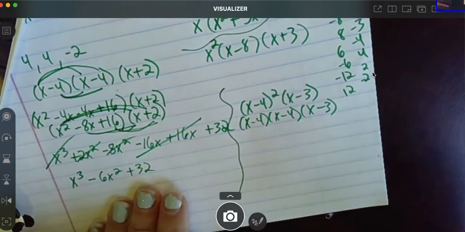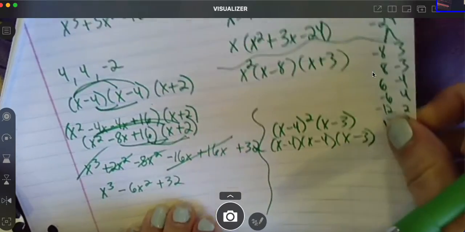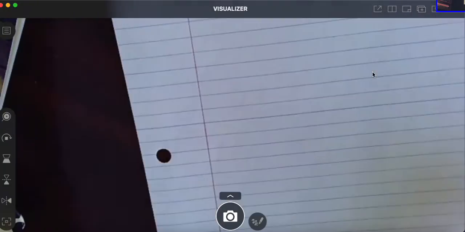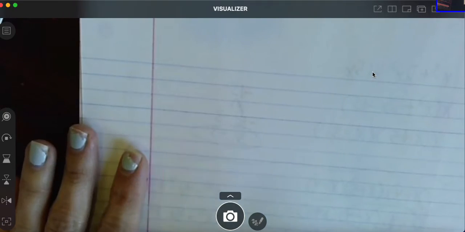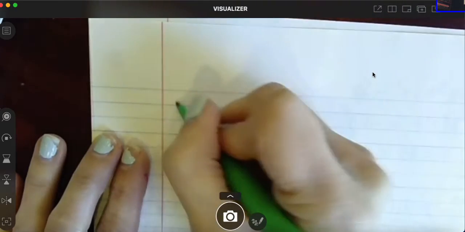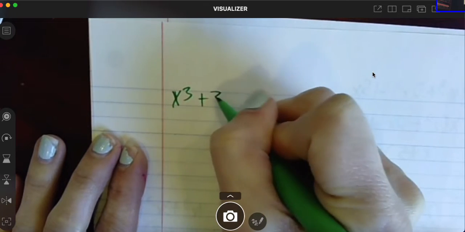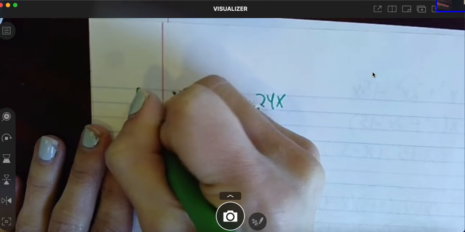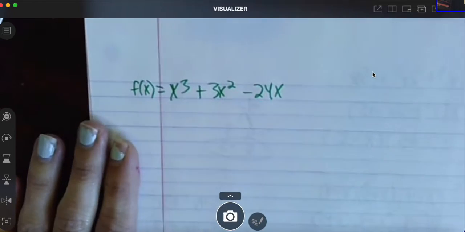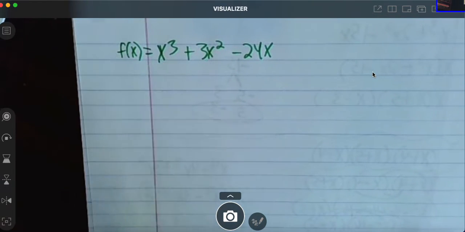Now, let me go back and do that problem the right way that they wanted us to. That's not what they were asking. So let me rewrite that problem down. I just read it wrong. It says x to the third plus 3x squared minus 24x, and they have this written. I'll write it this time. All right? They want us to find the relative max and the relative min.